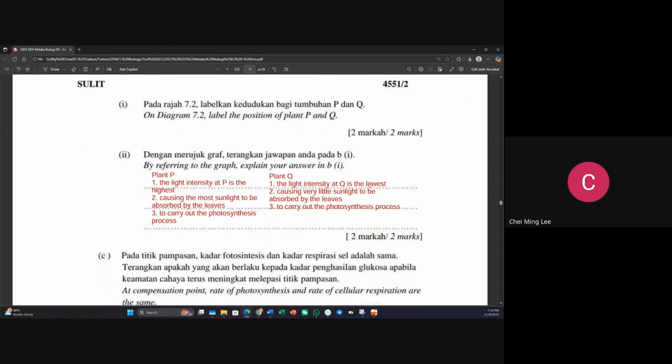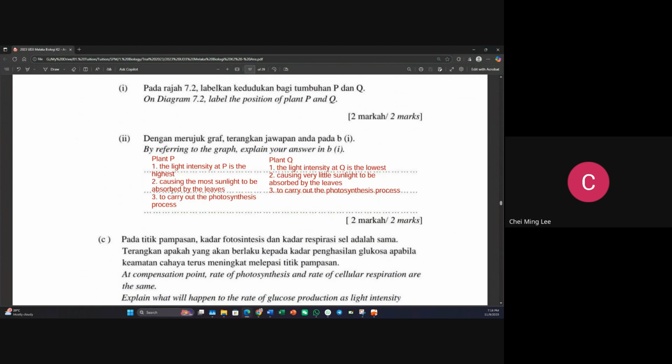Now, by referring to the graph, explain why. Because for plant P, the light intensity is the highest, so most sunlight is absorbed by the leaves to carry out photosynthesis. For plant Q, the light intensity is the lowest, causing very little sunlight to be absorbed by the leaves to carry out the photosynthesis process.